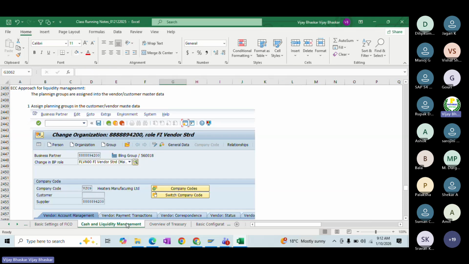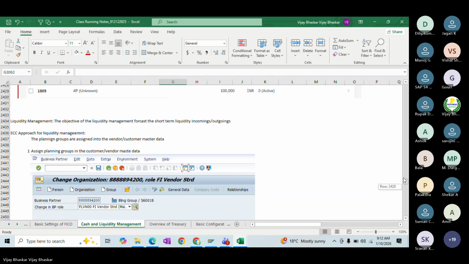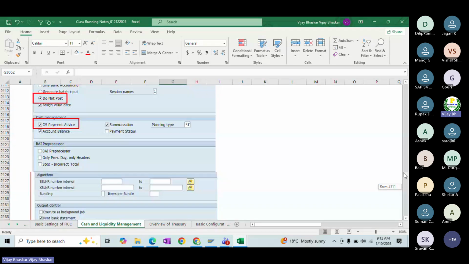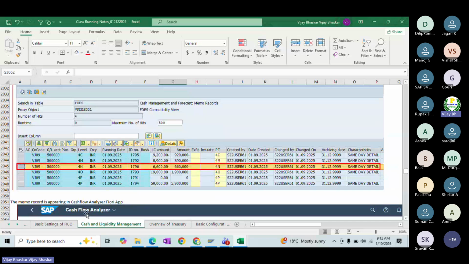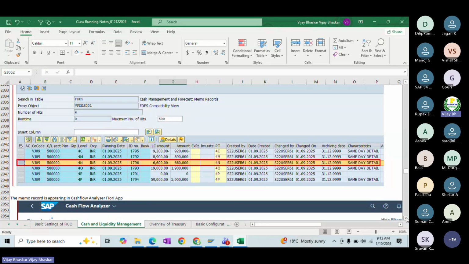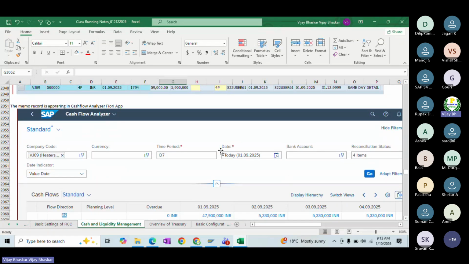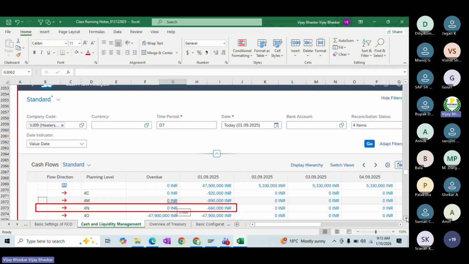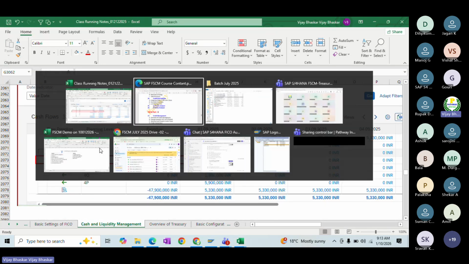Cash and liquidity management, cash flow analyzer. See how the cash flow analyzer is showcased here. You can see the values. We will see that anyhow in the sessions.